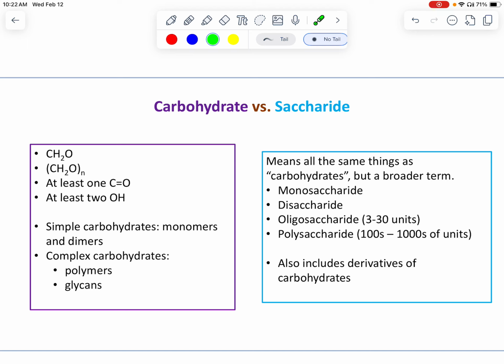And this saccharide can also include derivatives of carbohydrates. So molecules that are based on a carb, but where a hydroxyl or carbonyl has been substituted for something else. So for example, you might have an amine group where a hydroxyl group normally was, or maybe a phosphate group or a sulfate group added on there. And so those are called derivatives. They're based on carbohydrates, but they have that added piece.